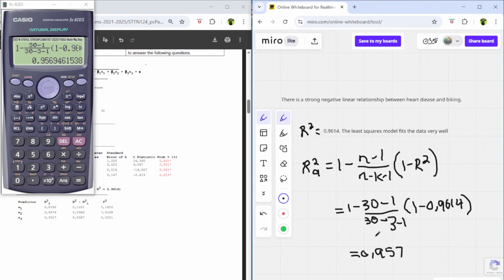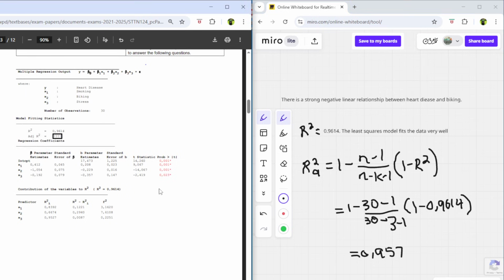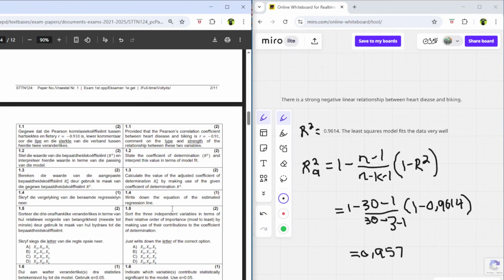So yeah, that is the adjusted coefficient of determination, and that is question 1.3, 2 marks. 1 mark will be for substitution, and 1 mark for the final answer. They don't give a mark for the formula because it's an open book, so you already have the formulas with you in your textbook and in your slides.